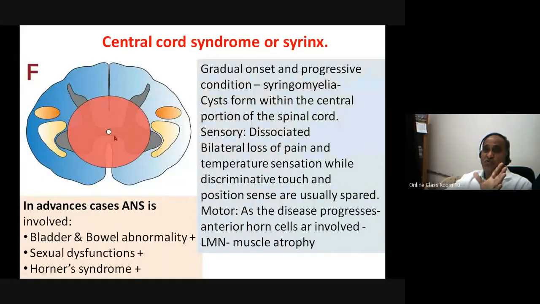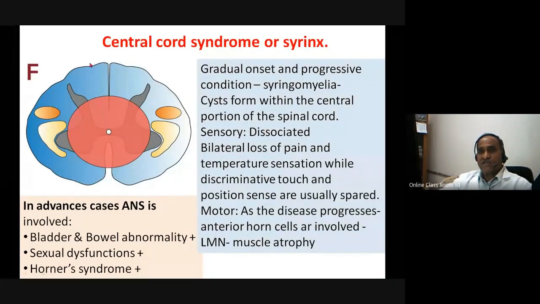So that means it's tube-like. So cysts form within the central portion of the spinal cord, they grow, and what happens? The first to be affected is the loss of pain and temperature. These are the first ones. The person comes with a band of analgesia around a particular segment, and that is the first part.